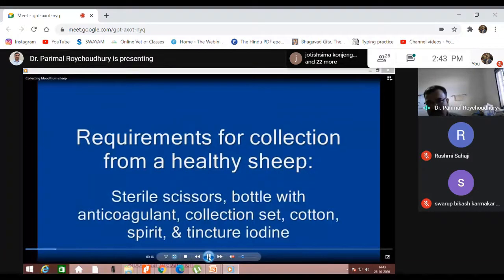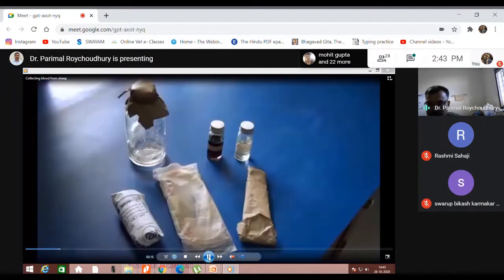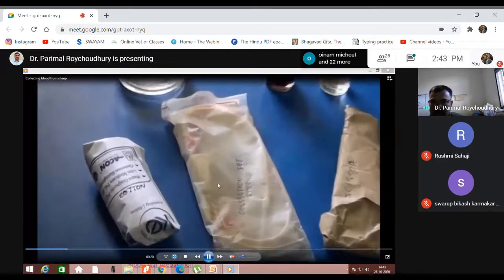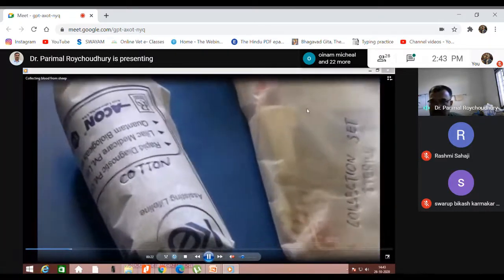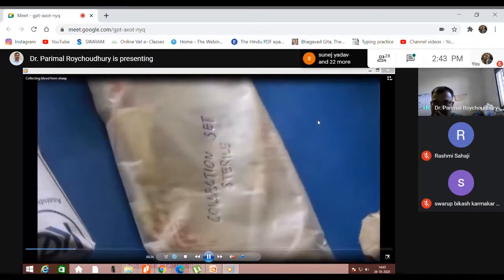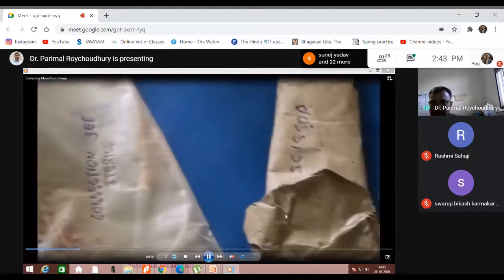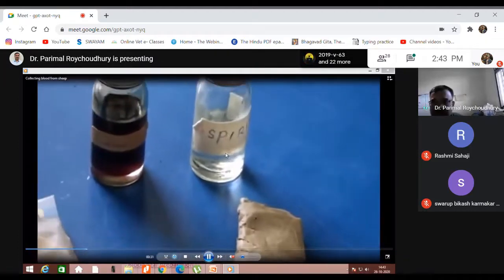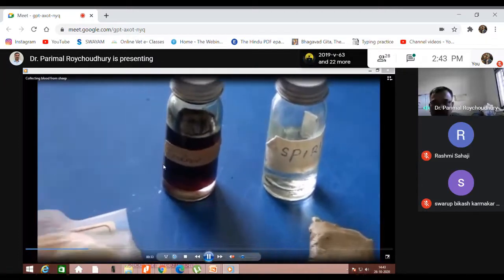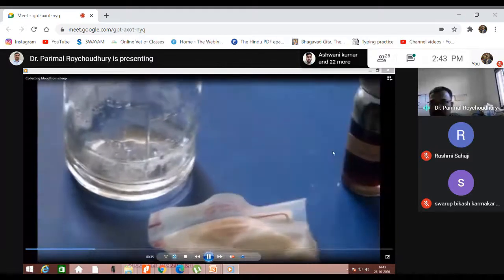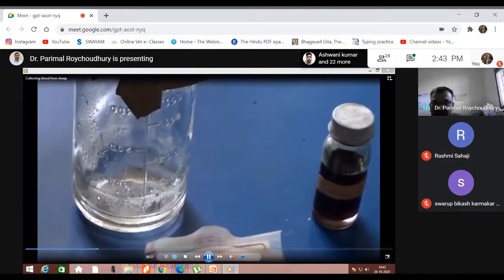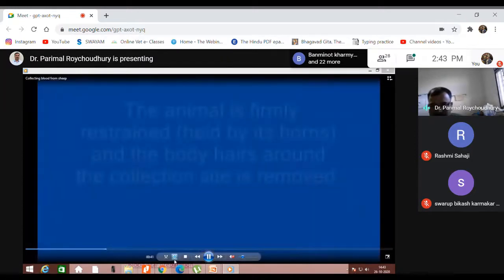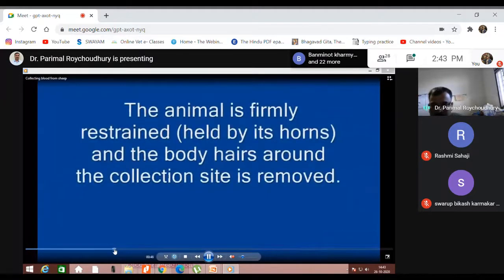So here, some institute in India is showing demonstrations. We need a blood collecting set or even a saline set. We can use it, and it should also be sterile. Then we need scissors to clip the hair, then alcohol spray or iodine solution for decontamination of the skin surface, and the main bottle. This should be a sterile bottle containing some anticoagulant.